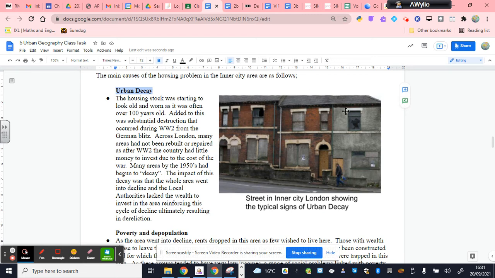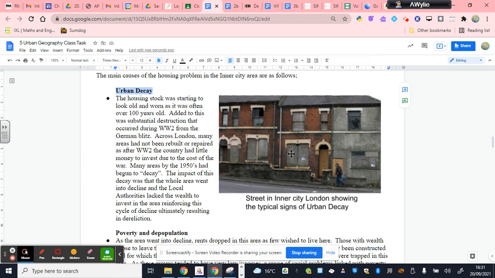Now, why does an area of a city end up like this? Well, it's because people are leaving the area and people aren't wanting to move back in. So the houses become boarded up and eventually become derelict. So we then need to explore why are people leaving that leads to an area becoming decayed. And that's generally because of lack of job opportunities.